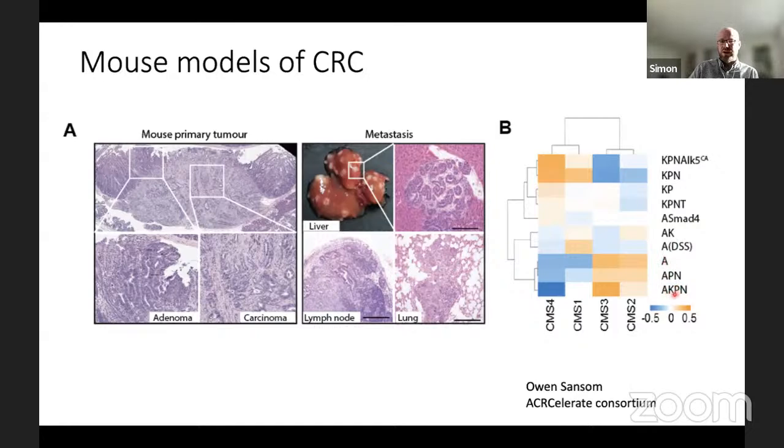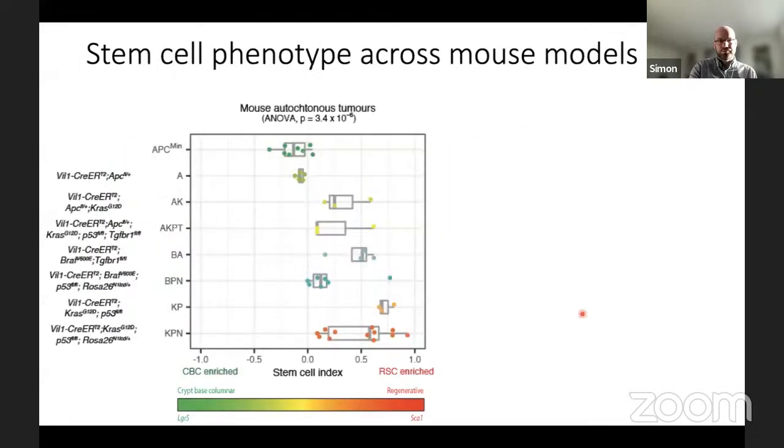And really, we can divide different genotypes of tumor. These letters all stand for different genotypes. So A stands for APC, K stands for KRAS, P for P53, N for Notch, and various other abbreviations, which I'll come to. But as we can see, these different genotype tumors have different molecular phenotypes that really do represent the human molecular phenotypes in this heat map. So we've now got a panel or a suite of mouse models that really nicely model the human tumor situation.